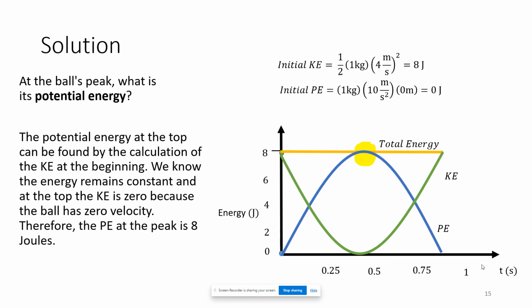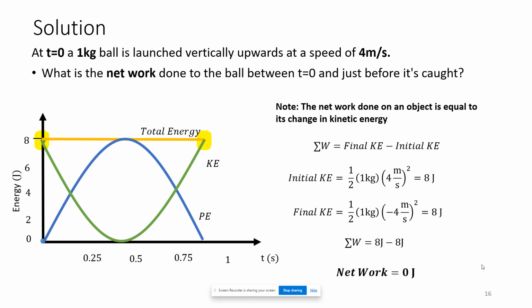We can also check that understanding by thinking of it, that's where the ball is at the highest point, and so it makes sense for that to be the peak of the potential energy as well. Finally, what is the net work done by the ball between t0 and just before it's caught? So these yellow highlights are sort of our limits.